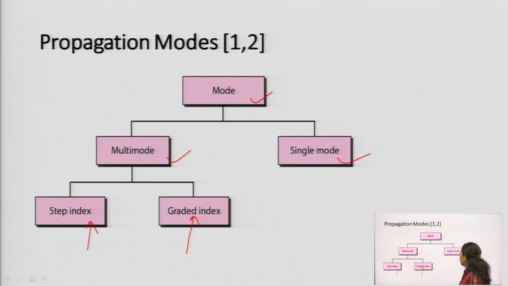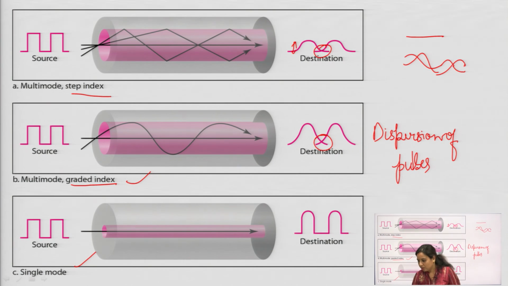In case of single mode, only a single wave will be transmitted and no dispersion of the pulses will take place, whereas in case of multi mode, more than one mode is transmitted, and it is based on step index and graded index. This is the single mode diagram. You can see that no dispersion or crosstalk will take place, but only the shape of the pulse will change.